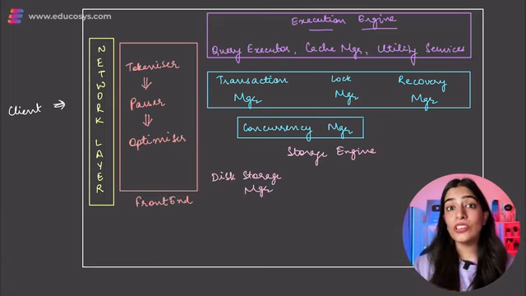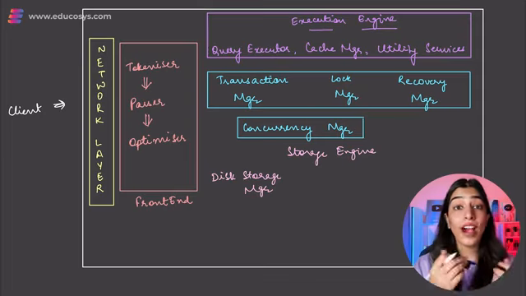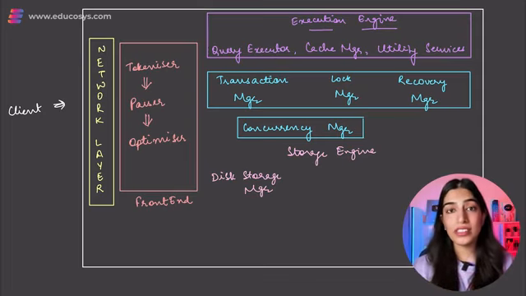And this is where the knowledge of B plus trees and LSM trees is going to come into picture. Why do we need them? Why are they so commonly used in databases? We are going to be discussing it in a lot more detail, but just understand this for now.